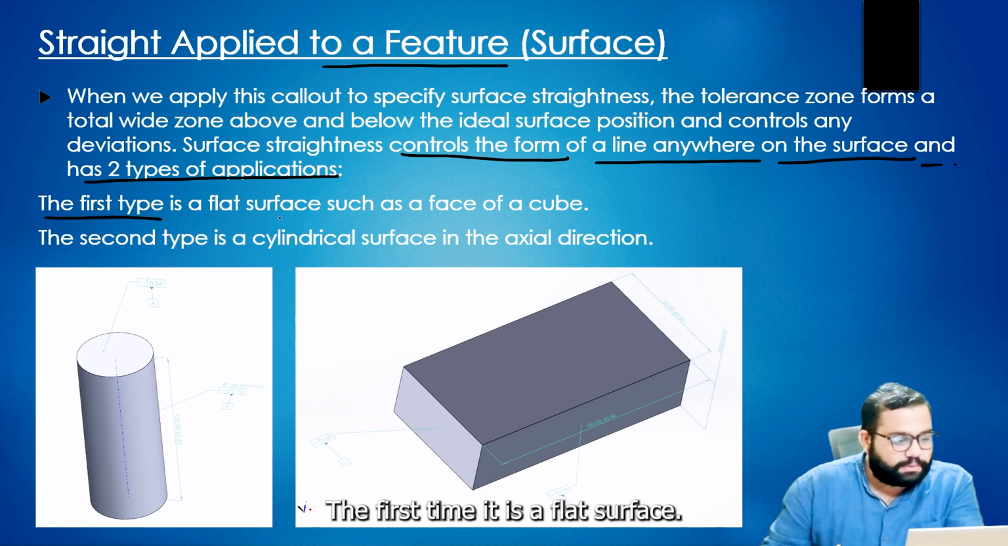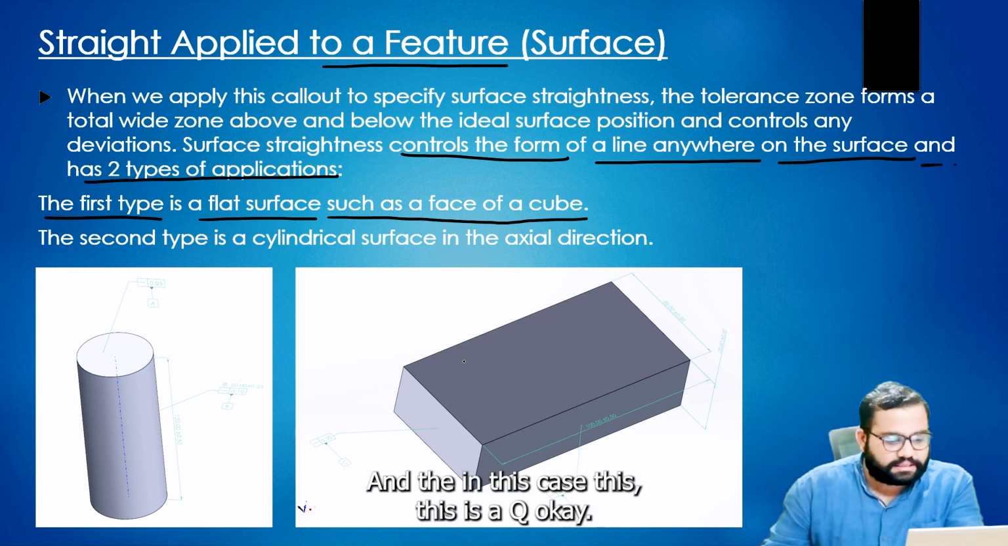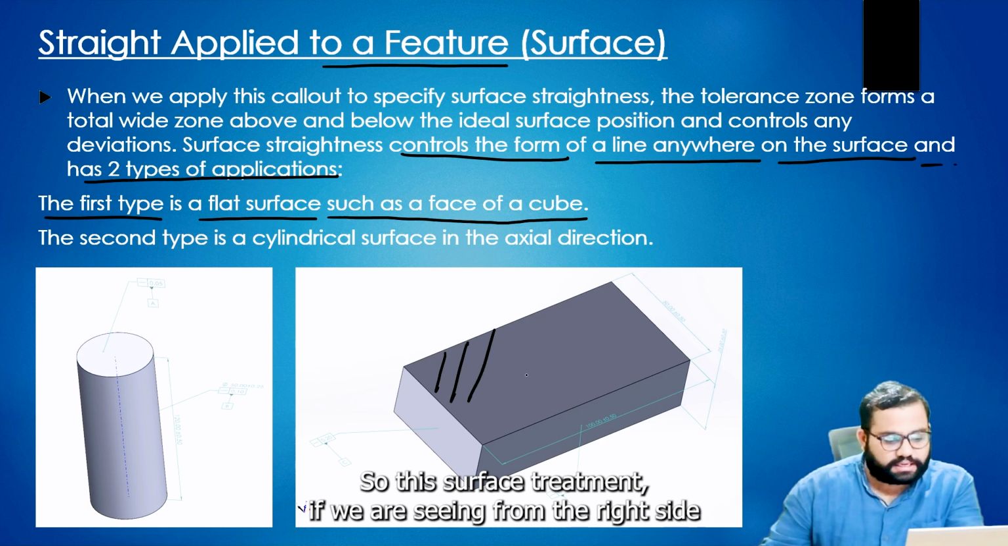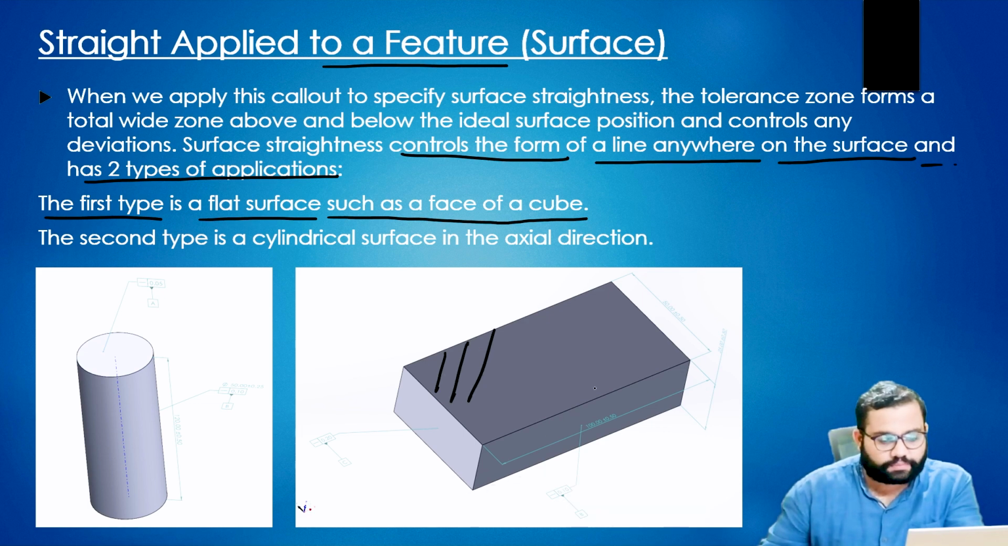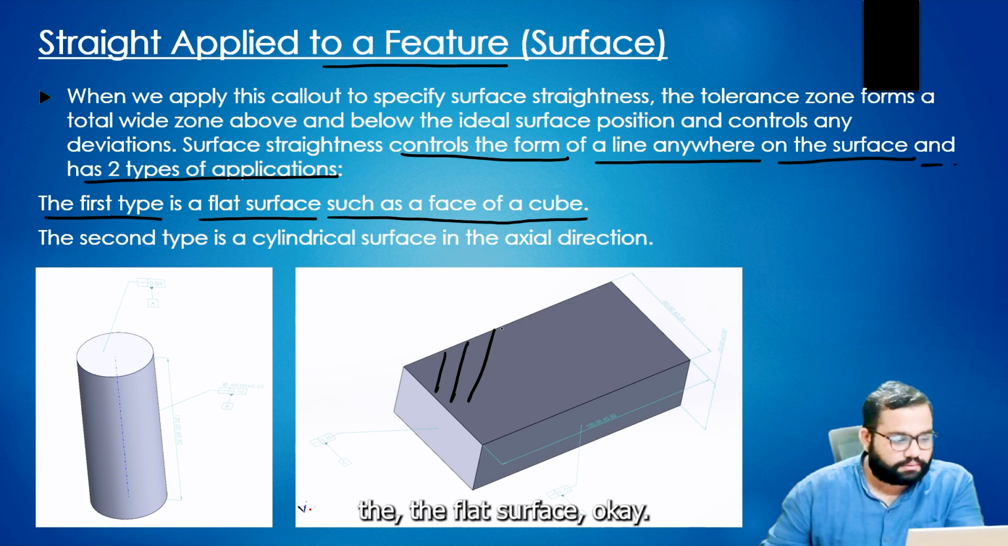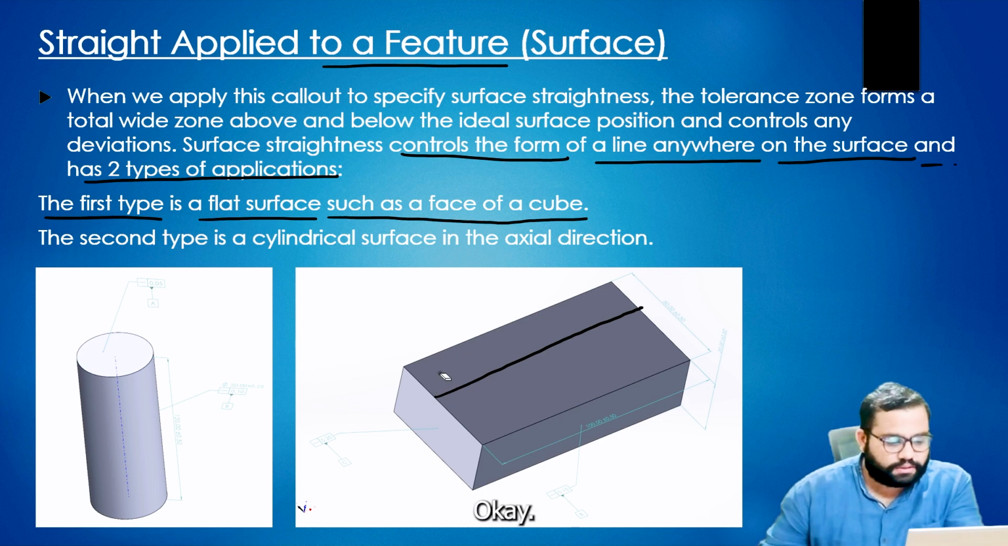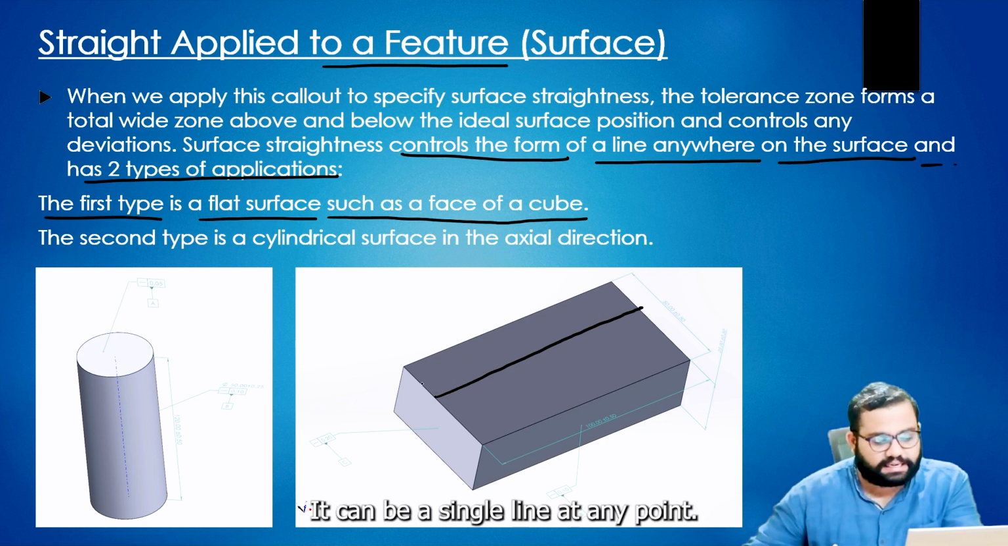The first type is a flat surface, such as the face of a cube. In this case, this is a cube. If we are seeing it from the right side, this is the flat surface. The straightness can be a single line at any point.